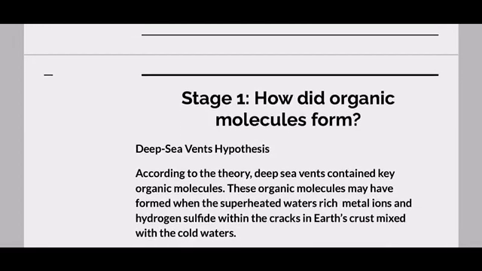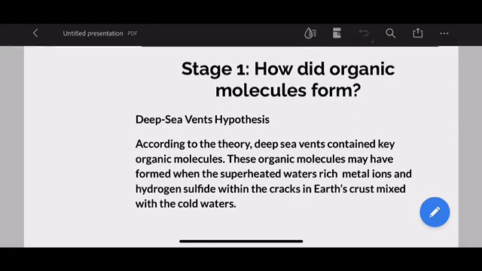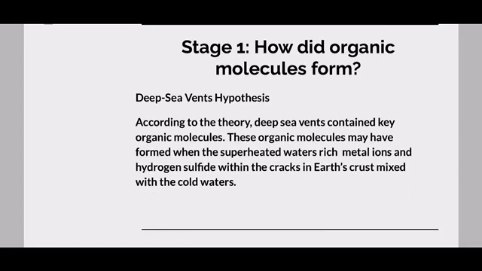The next one is deep sea vents hypothesis. According to the theory, deep sea vents contain key organic molecules. These organic molecules have formed when the superheated rich waters, with metal ions and hydrogen sulfide within the cracks of Earth's crust mixed with cold waters. It's said that the molecules formed somewhere between the extreme heat of the vents and the sudden cold waters. The deep sea vents today are a place of biodiversity, provided sufficient nutrients for animals to survive without sunlight.